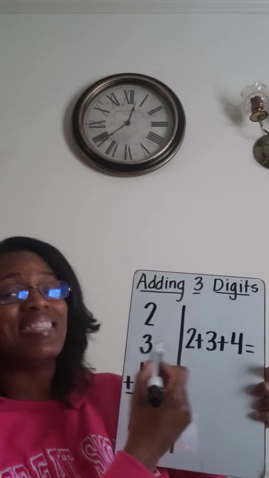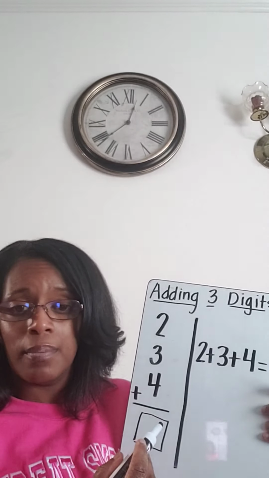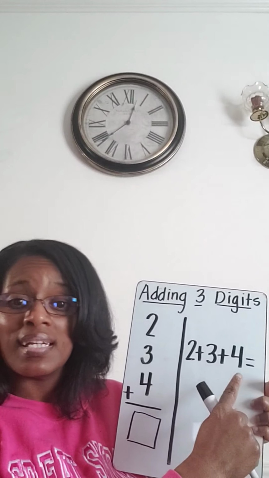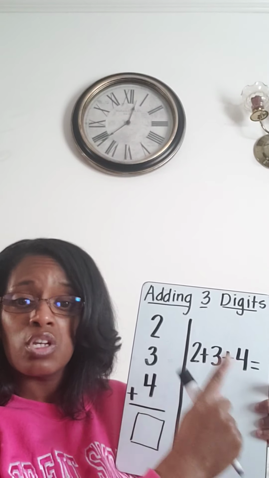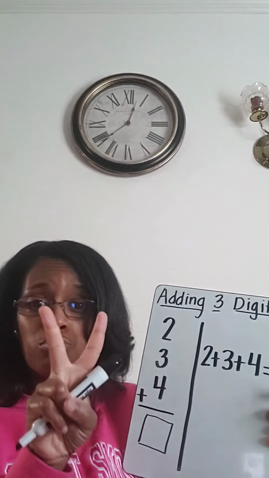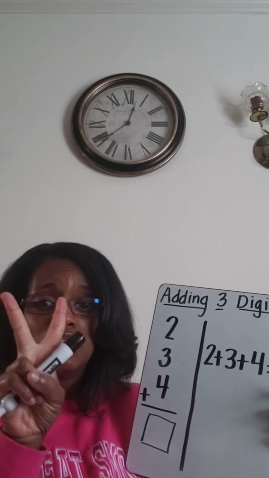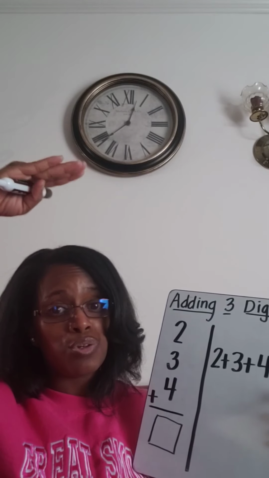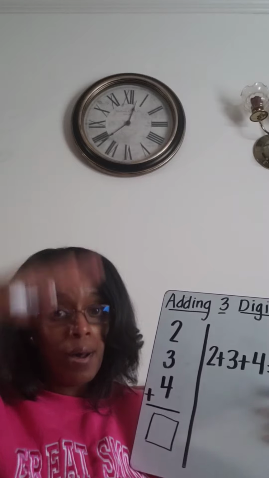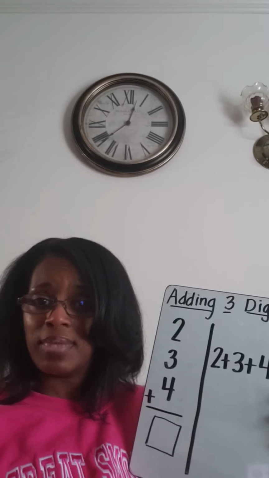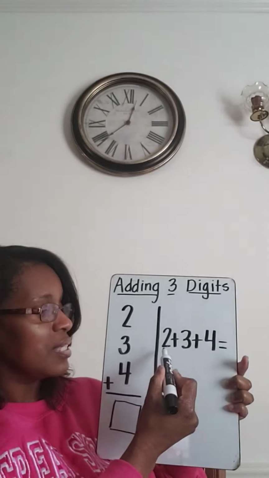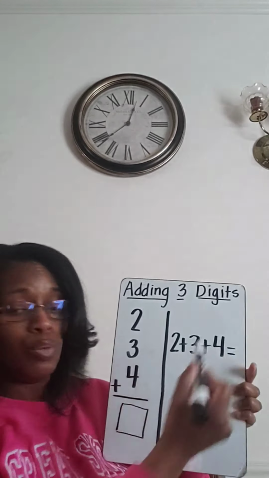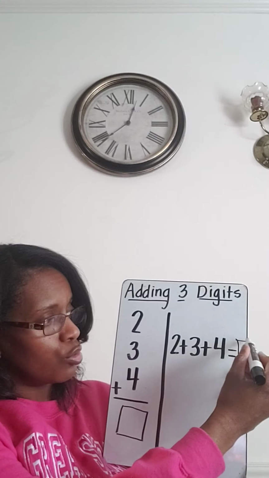Then I wrote the same exact problem side to side, or horizontal, because sometimes you will see it both ways. Just like when we're adding two numbers together, sometimes you might see 2 plus 2 sideways, or sometimes you might see 2 plus 2 up and down. So it's still the same thing, okay? So I've got the same thing with the same numbers: 2 plus 3 plus 4 equals. And then you would write your answer there.